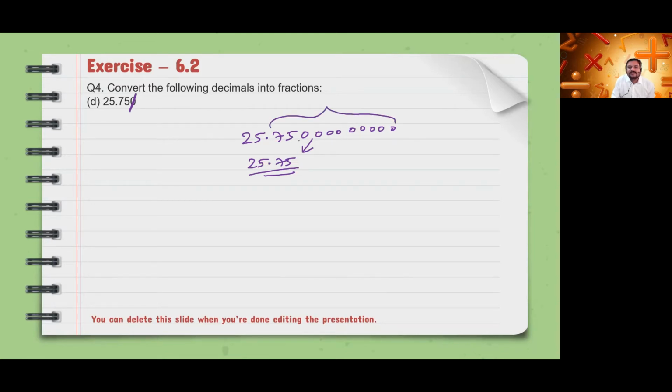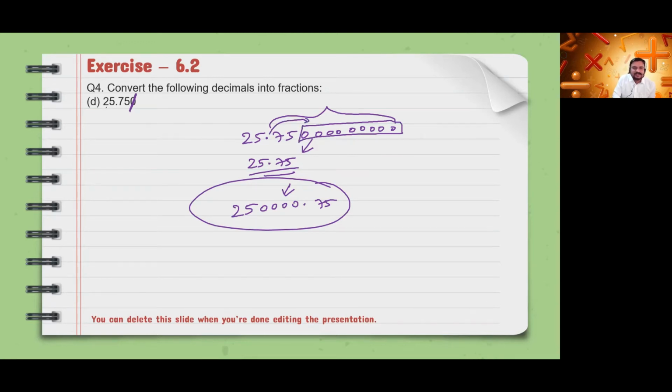You can check it here. If the zeros were before the decimal point, like this, then the value changes. See, the number has increased now. But if we put any n number of zeros after the decimal point, it's of no use. So this is 25.75 only actually.